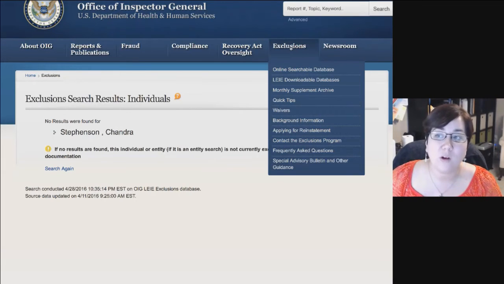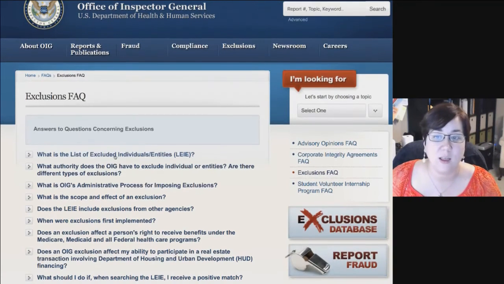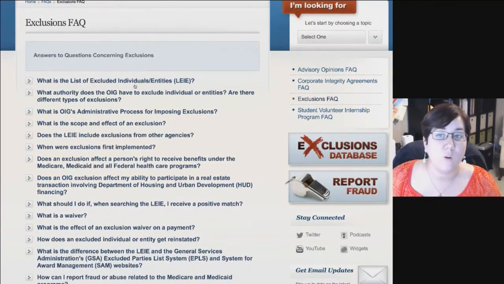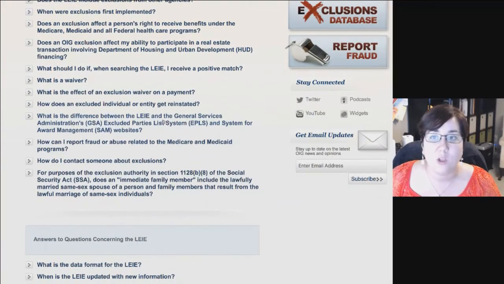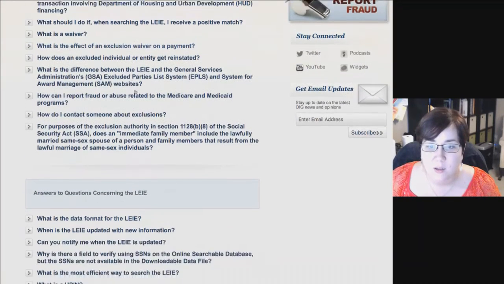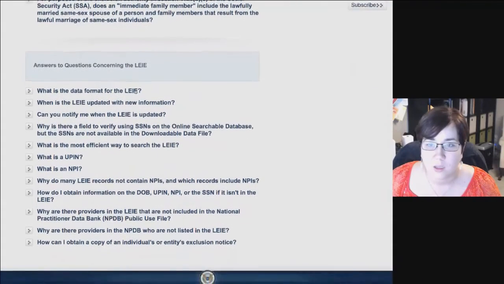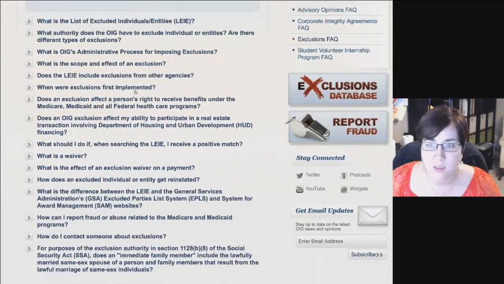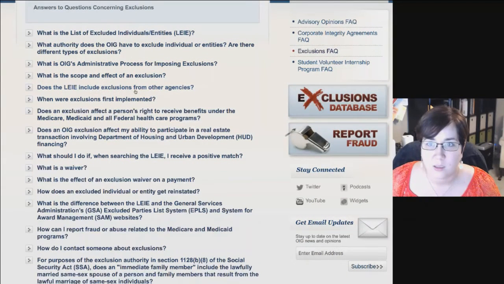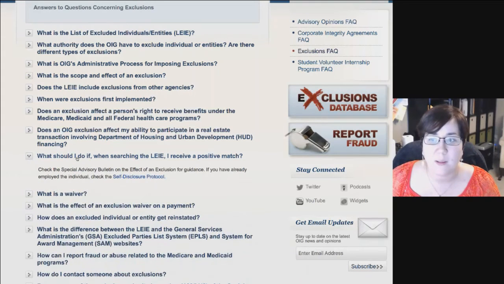Well, if you go under the exclusions option here in the header and go down to frequently asked questions, they actually explain to you here what the list is, what do we do, all of that. Well, if we scroll down here, you can actually look and see, where's it at? Trying to find it. What do I do if I get a positive match, right? What do I do if one of my providers I'm looking up is there?